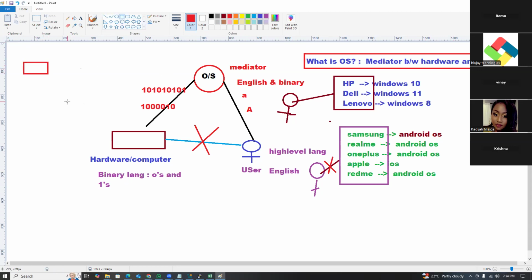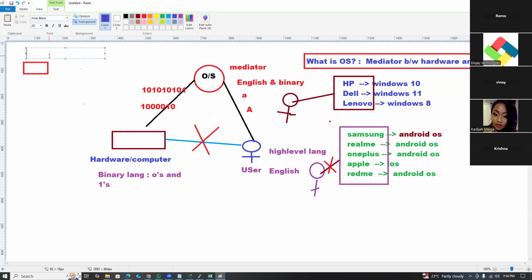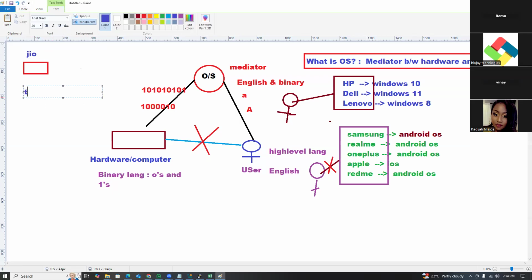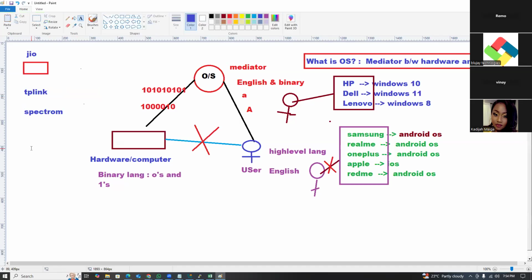So in our home you have an internet, right? So which internet are you using, guys? ISP providers. Which routers are you using? You are using routers, right? Wi-Fi routers. Geo, very good. Geo router or something like a TP-Link router, or something like a Spectrum. Which Wi-Fi are you using? Spectrum, right?